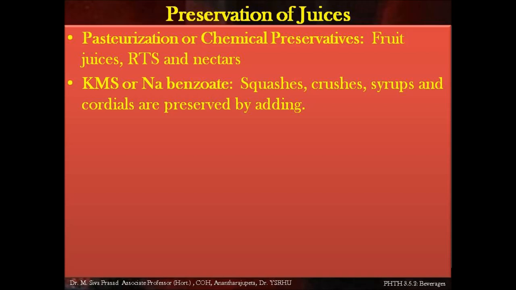There are three principles: microbes, self-decomposition, and contamination by external organisms like mammals or bats, the mammalian organisms. Fruit beverages which are consumed readily, without diluting them, like your fruit juices, ready to serve drinks, and even nectars, are preserved by pasteurization, by heating, or they can also be preserved by using certain chemical preservatives. But certain beverages like your squashes, crushes, syrups, and cordials, which we usually dilute before consuming, are going to be diluted before consumption. We dilute them in the ratio 1:3 before serving. Such beverages are preserved by using chemical preservatives like potassium metabisulfite or sodium benzoate.